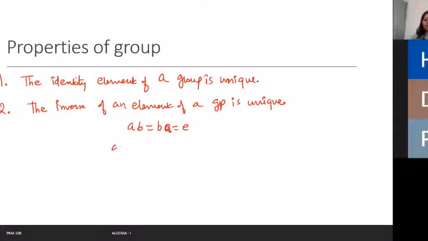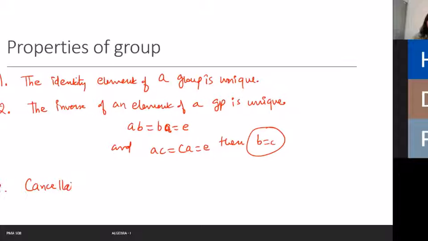So if this is there and AC is CA is also identity, so this just means that B is same as C. So inverse भी क्या होगा? Unique होगा. Identity भी क्या होगा? Unique होगा. And then we have this property, cancellation law holds in a group.